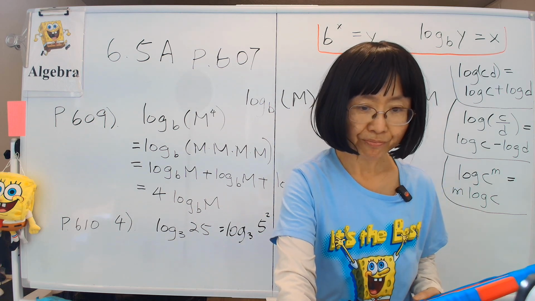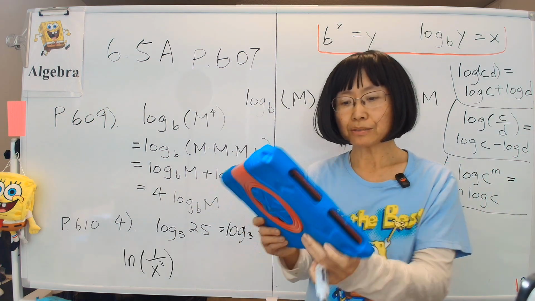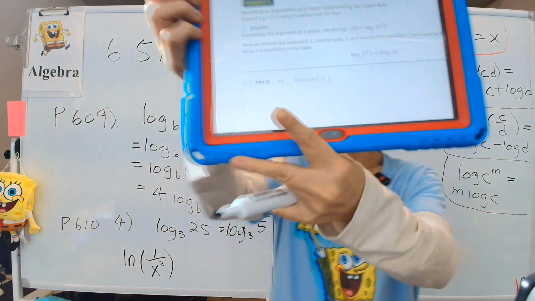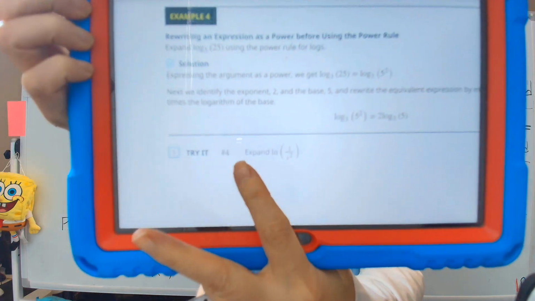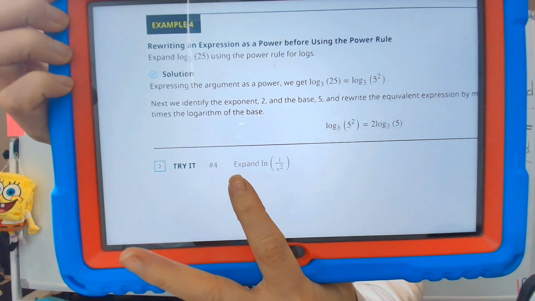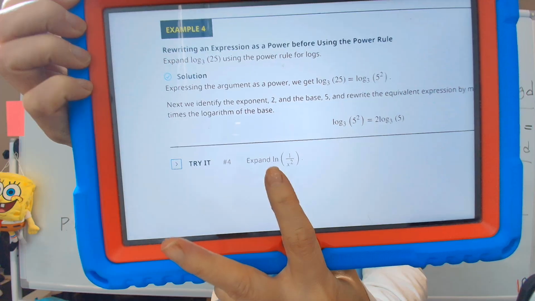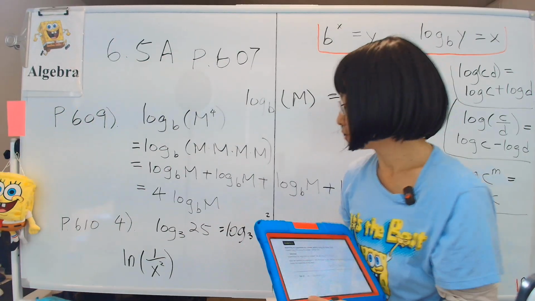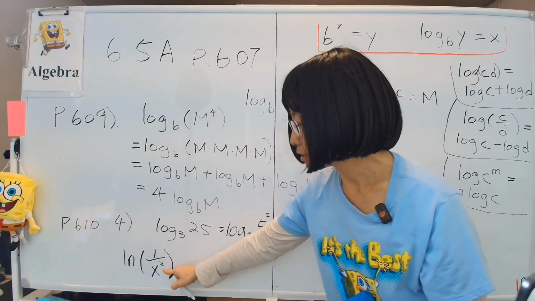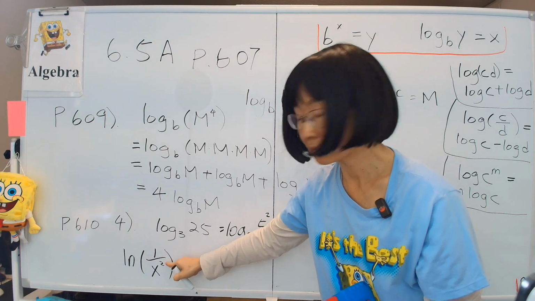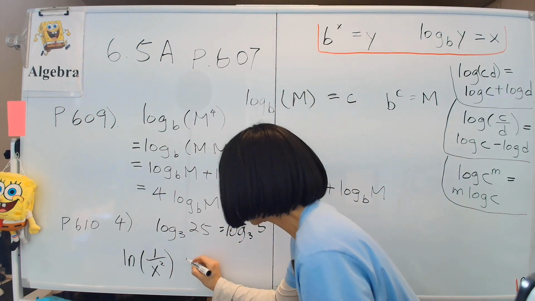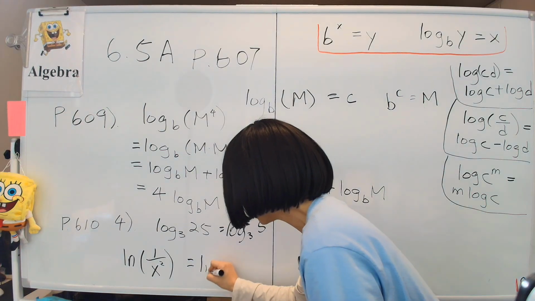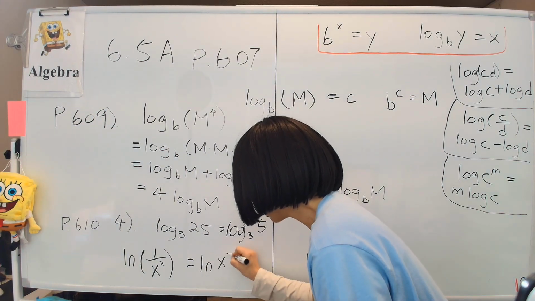So having said that, let's do what's next. I want to do the problem in the try section, right under example 4 on page 610. What is natural log of 1 over x squared? To do this, remember, things that are on the bottom are the same as a negative exponent. That is, this is the same as natural log of x to the power minus 2.